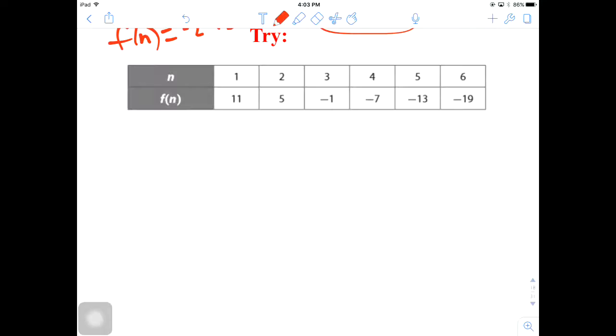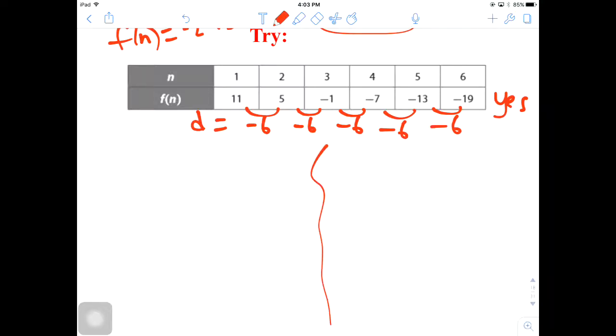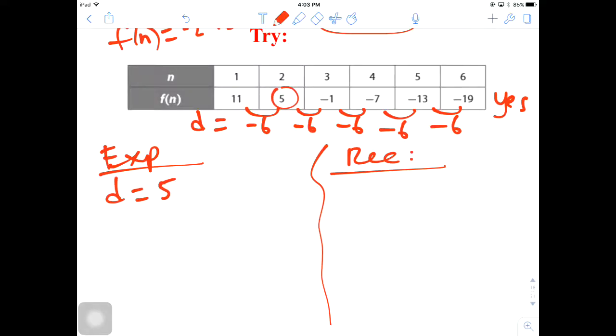So hopefully you've had a chance to try the problem. To figure out the common difference or the pattern, 11 minus 6 will give me 5. 5 minus 6 will give me -1, and it appears again that everything is consistent. So yes, this is an arithmetic sequence, and the common difference is apparently -6. We're going to describe it using both the explicit and recursive rule. Once again, the common difference is 5 minus 11, which is -6.